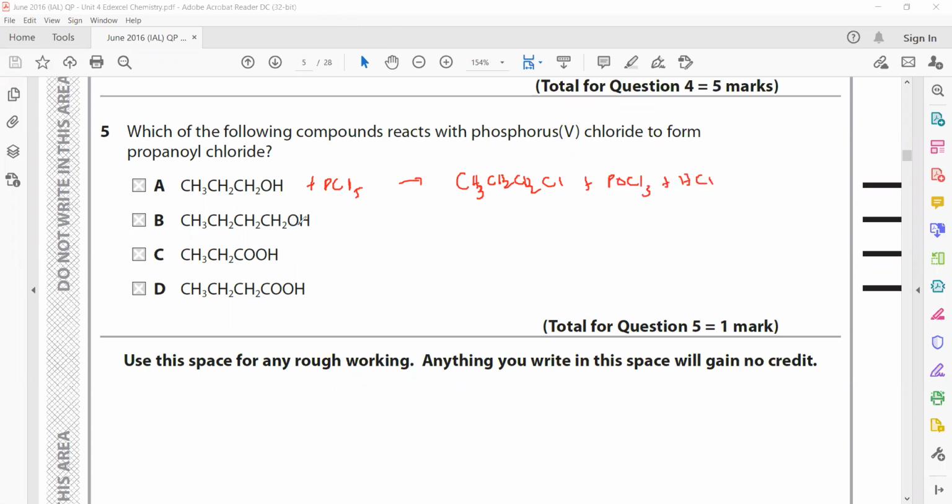So basically, alcohols will give a halogenoalkane, but we need ethanoyl chloride or propanoyl chloride. So when we add PCl5 here, this will form CH3CH2COCl plus POCl3 plus HCl. So we'll observe misty fumes, and this is propanoyl chloride. So C is the right answer. D will give butanoyl chloride.